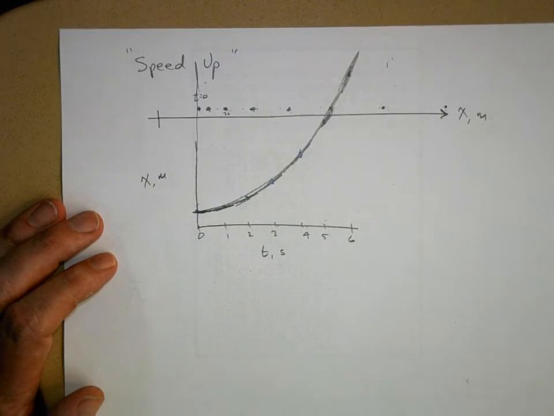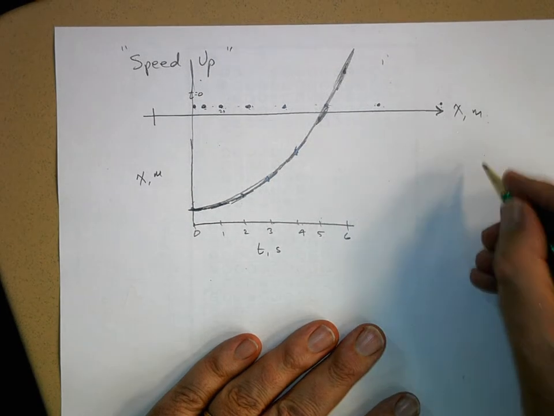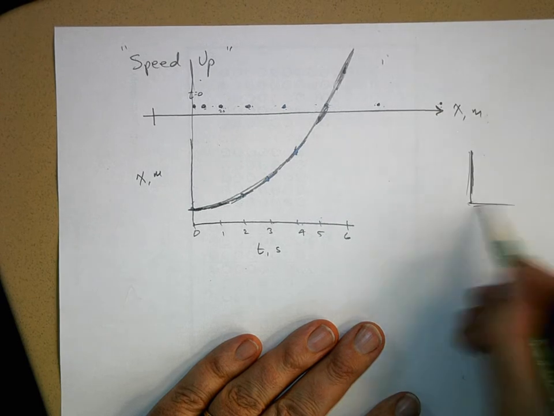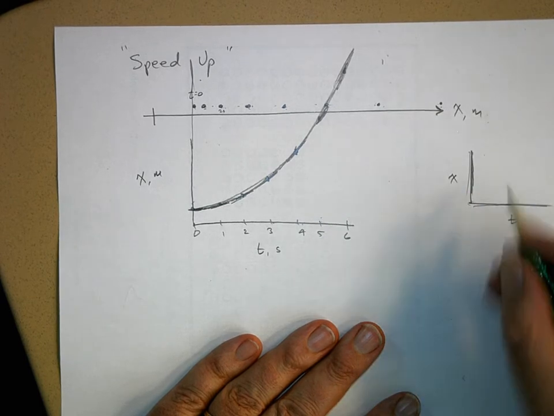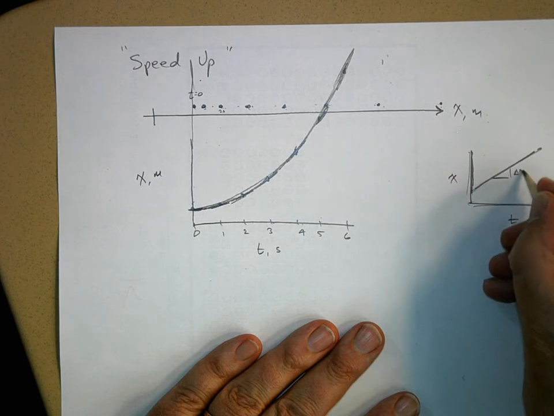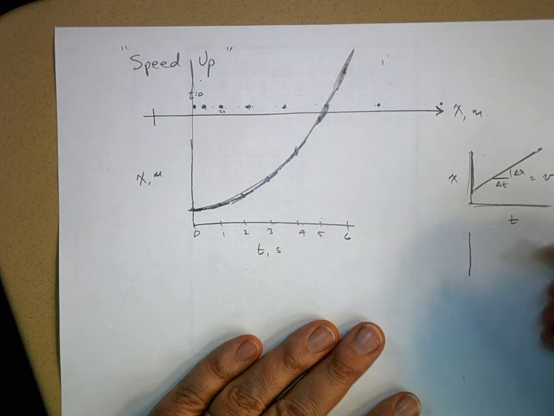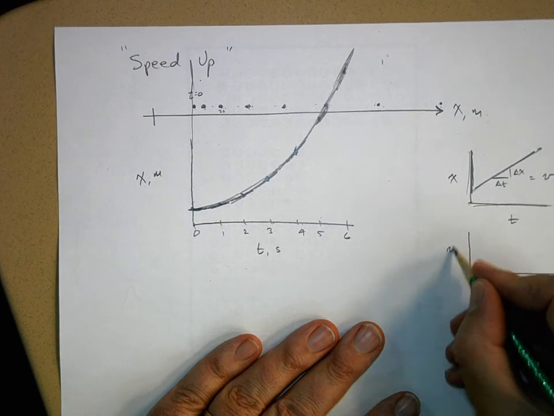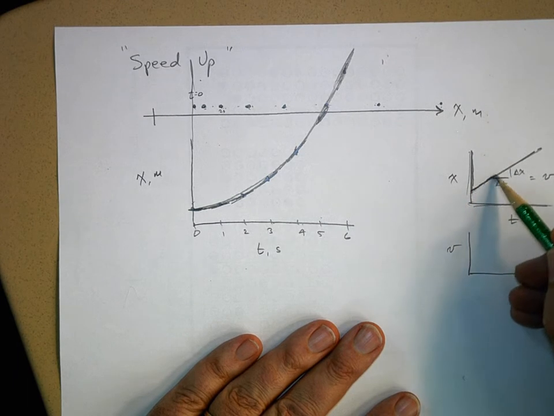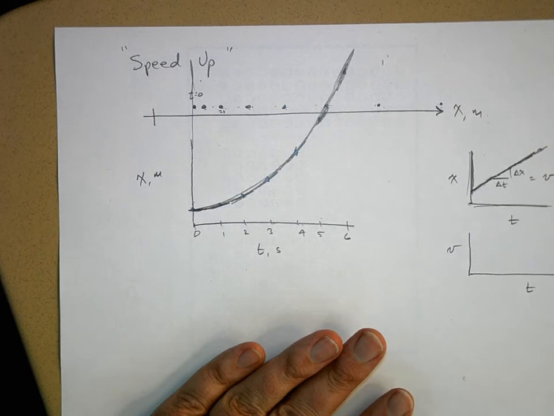So let me just draw it over here real small. So we said, if position as a function of time looked like this, and we said that the slope is delta x over delta t, that equals our velocity. Well, if I graph the velocity as a function of time, well, what's true about the slope here? And here, and here, and here, and here, and here, and here. The slope is constant. And how do we graph a constant?